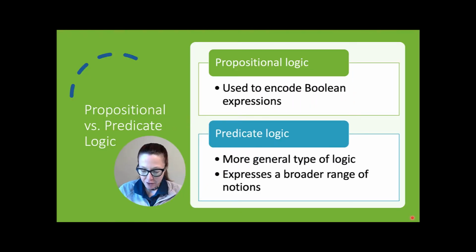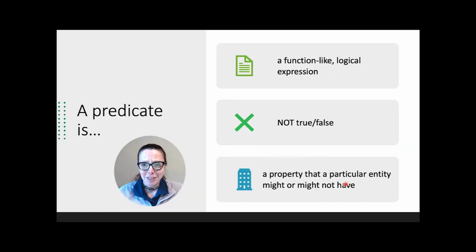So we've already covered propositional logic, and in propositional logic we used to encode Boolean expressions. Now we'd like to move on to predicate logic, and predicate logic is just a more general type of logic. It can be used to express a broader range of notions. And what does that look like? What does this word predicate even mean?